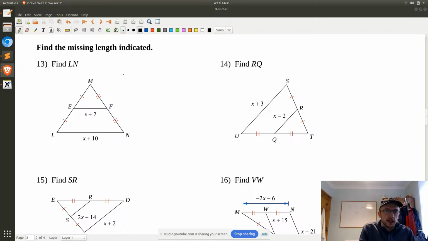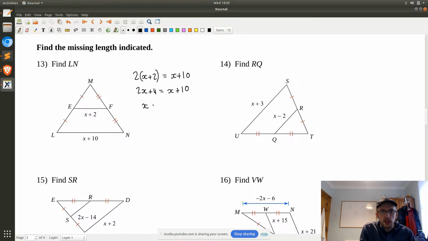Now find the missing length indicated. So we are to find the length of LN. So if double x plus 2 is x plus 10 by the mid-segment theorem, then 2x plus 4 equals x plus 10. So x is 6. And now the length of LN is 6 plus 10, which is 16.